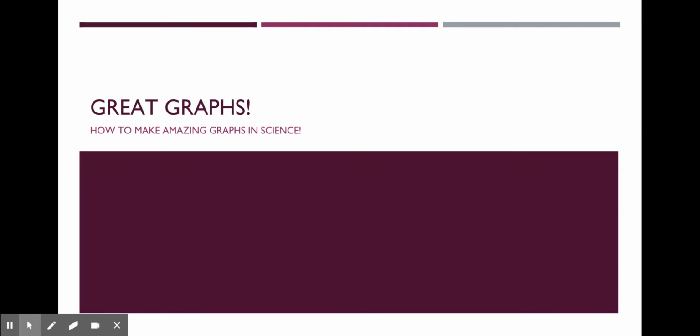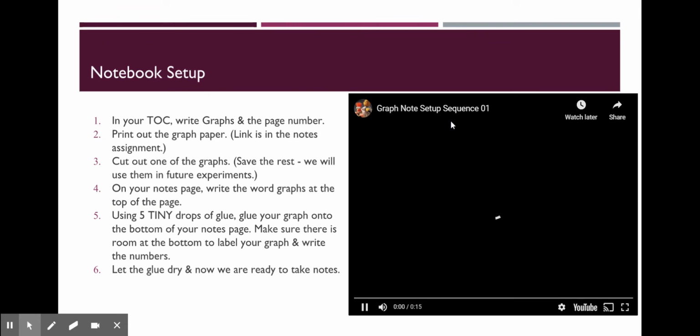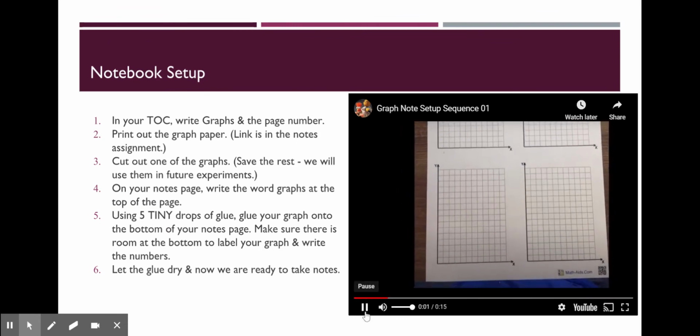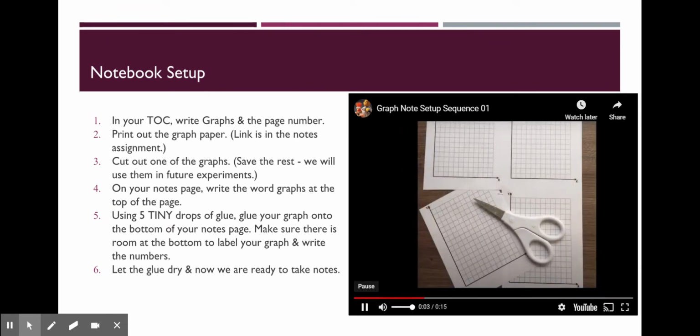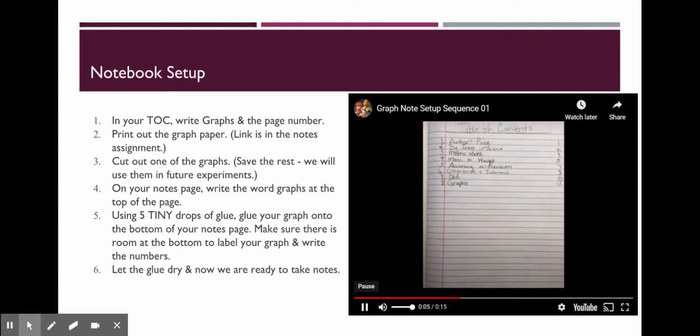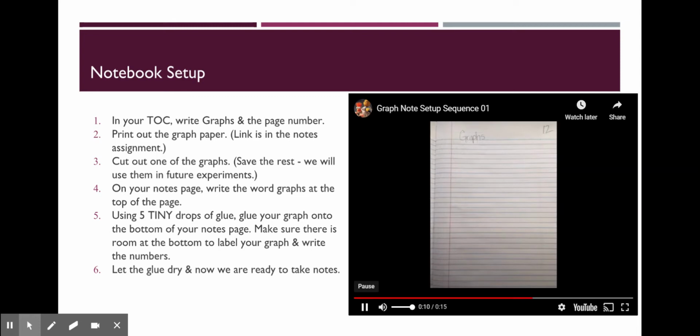How to make amazing graphs in science. In your table of contents, you're going to write graphs and the page number. You're going to print out the graph paper. The link is in the notes assignment.